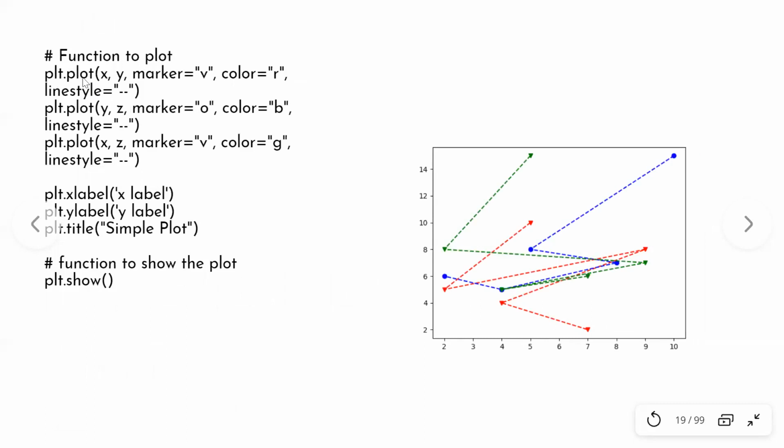Okay, if I want to have three plots in the same area, then I have to use plt.plot three times. So in the first case, I'll be using x and y. So these will be taken as x values, these will be taken as y values. In the second case, I will be using y and z. So these will be taken as x values, these will be taken as y values. And in the third case, x and z. So three relationships I want to mention: between x and y, y and z, and x and z.